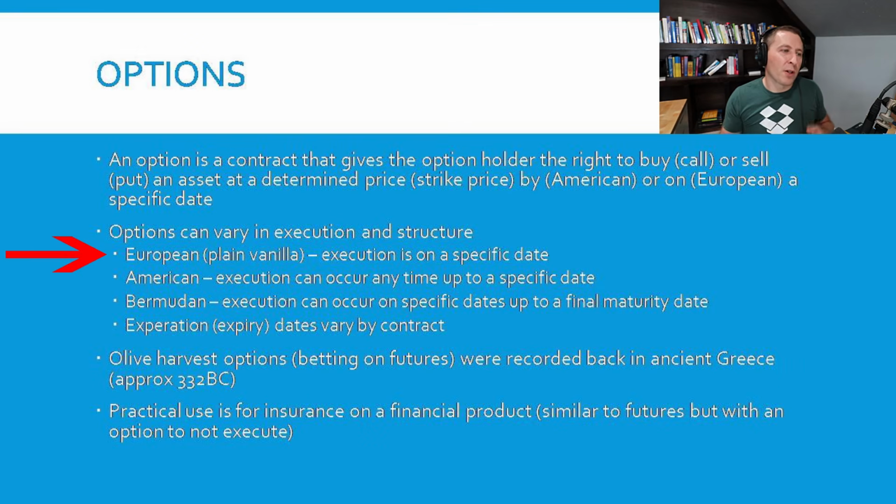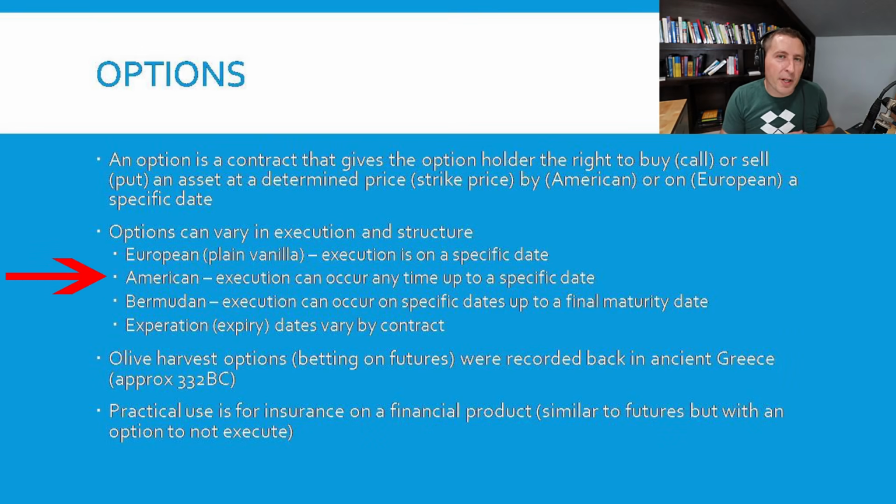So you'll see we have what are called European or plain vanilla options. These are options where on a very specific date, let's say June 10th, you have to make the decision to either exercise your option to buy or sell some sort of asset, the underlying asset, given the option contract, which has an amount with it. And you have to execute on that exact date.